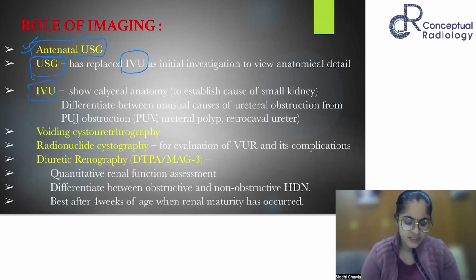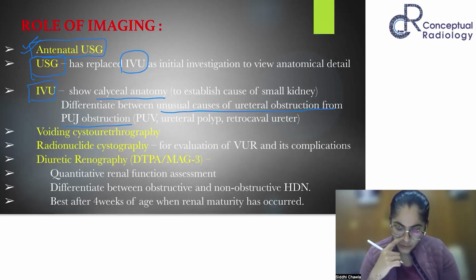Next is the IVP. As I told you, we can see the calyceal anatomy, and we can differentiate between the unusual causes of ureteral obstruction and PUJ obstruction.